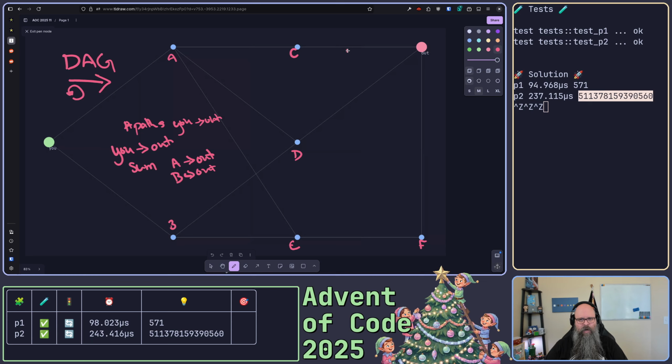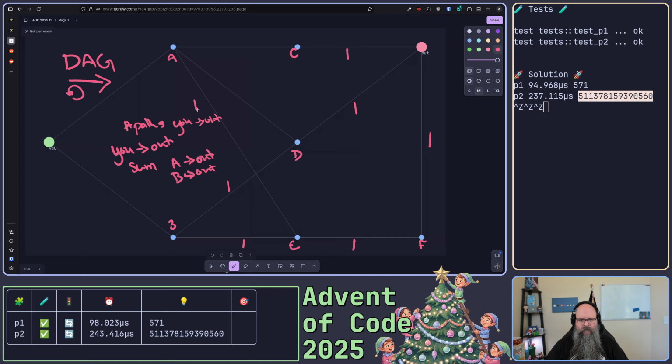So we know there's one path this way, there's one path this way, and one path this way. And now let's just keep working our way backwards. There's one path this way, there's one path this way. There is one path along this line.